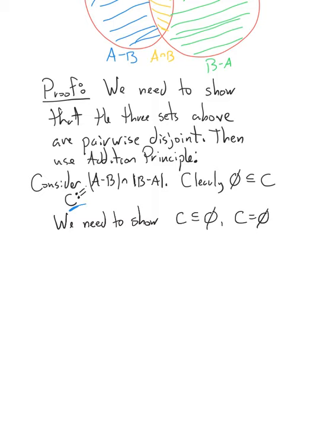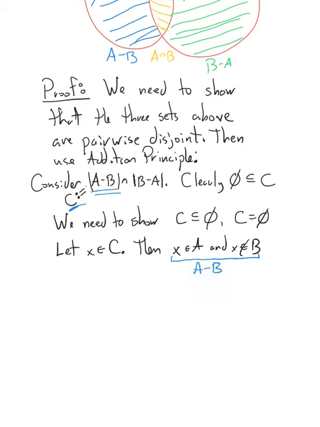So, let X be an element of C, then X is an element of A, and X is not an element of B, because it's in A minus B. That's this part here.